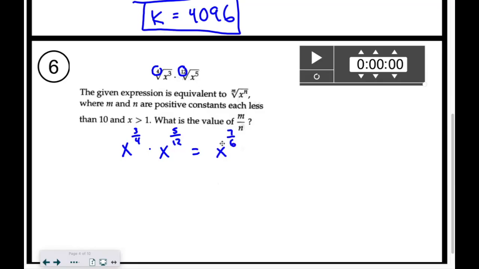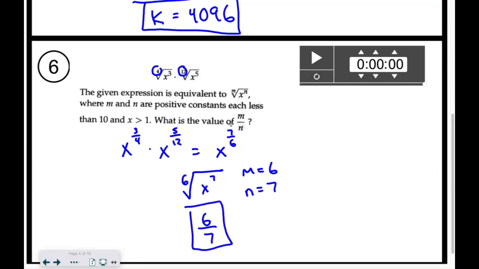Now this is super important. This 7 over 6 is not m over n. We've got to put it back in this form. So it's the 6th root of x to the 7th. That's like back in radical form. Now m is what's outside. The m is the sixth, and the n is the 7. So the answer to the problem is 6 over 7, which is a little bit confusing because we got 7/6 here. So it's just what they assigned M and N.